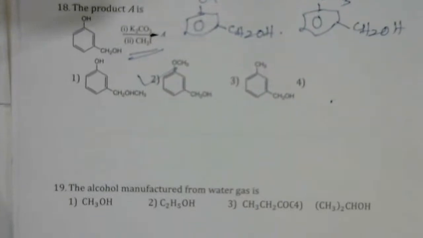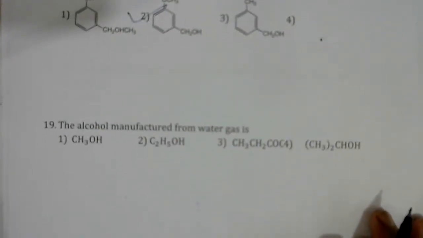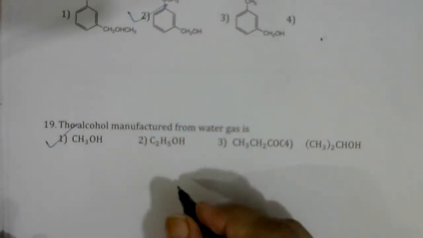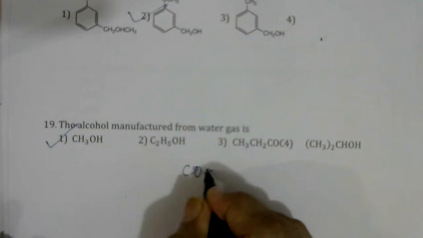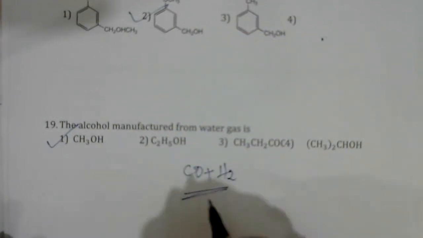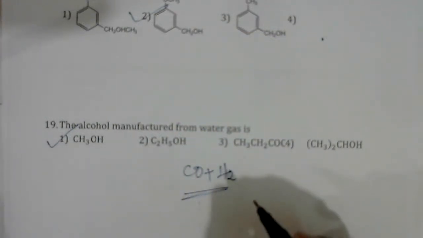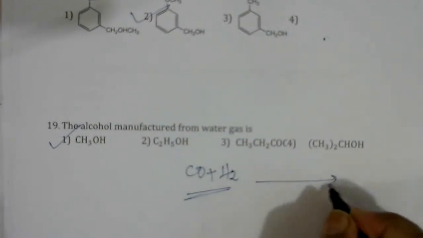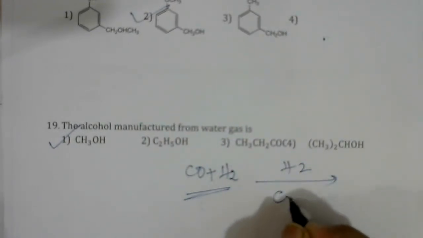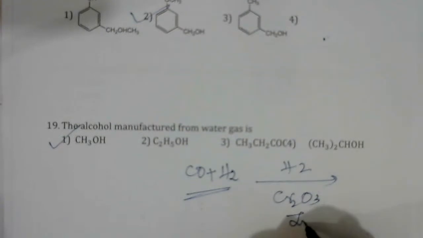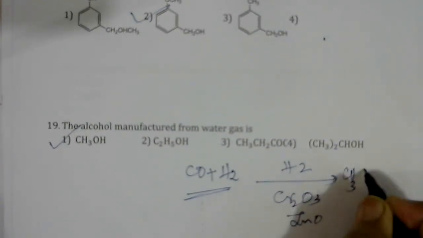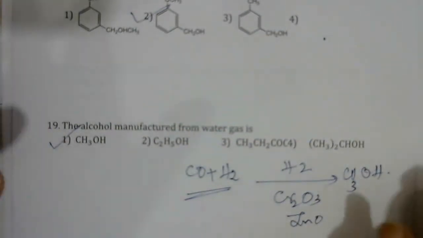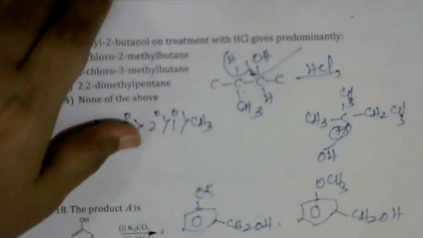The alcohol which is manufactured from water gas, they are saying, is methyl alcohol. Water gas is the mixture of carbon monoxide and hydrogen. When carbon monoxide and hydrogen undergo further reduction in the presence of chromic oxide and zinc oxide, they will produce methyl alcohol.